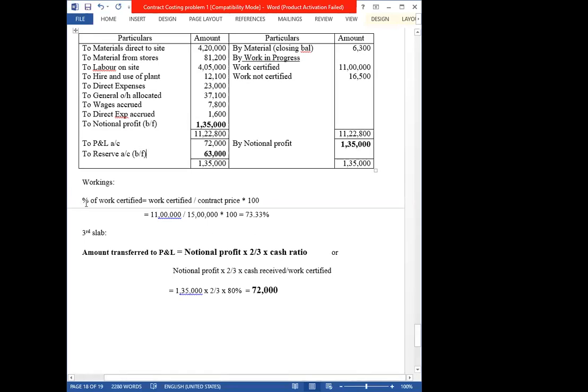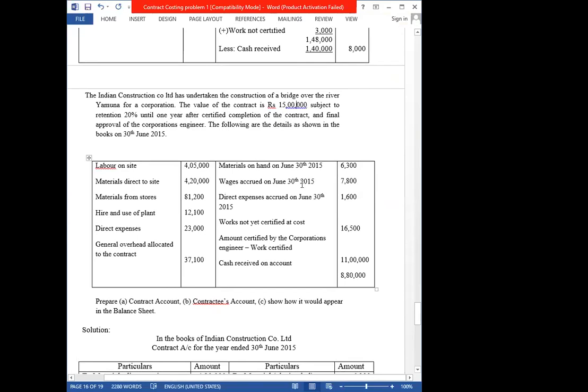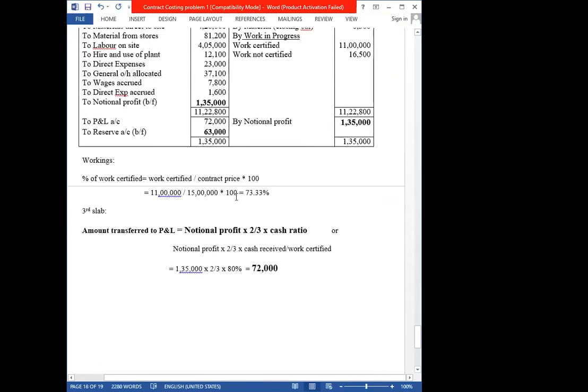First you should calculate the percentage of work certified. For that, take work certified divided by contract price into 100. So here the work certified is 11 lakhs and the contract price, which is given in the first line, is 15 lakhs. So multiply by 100, it is coming 73.33%. Okay, based on this you are going to decide under which slab you are going to use the formula. So this is coming under third slab.